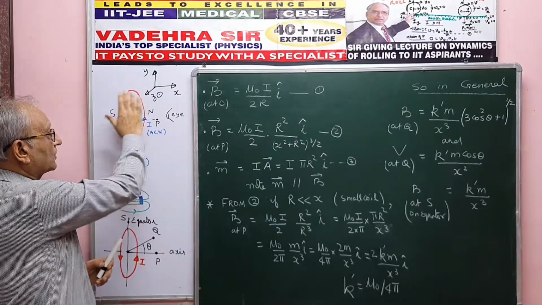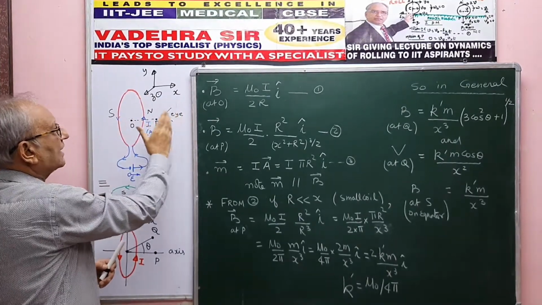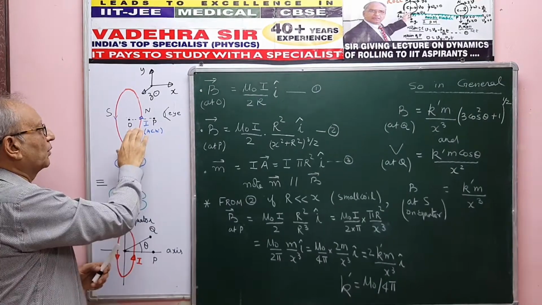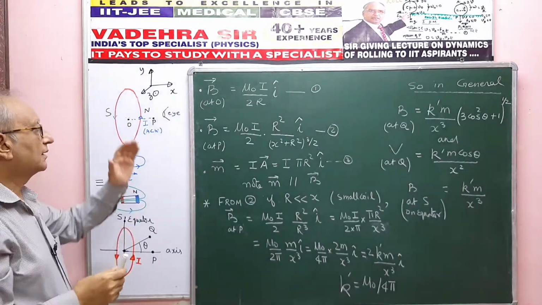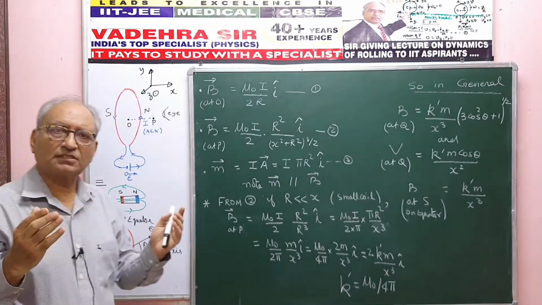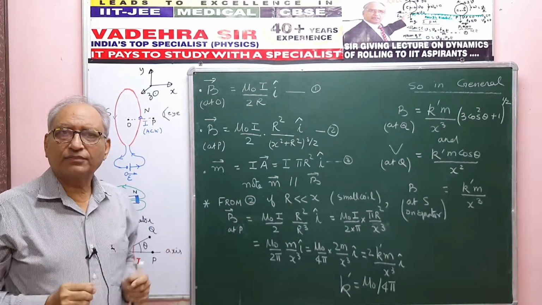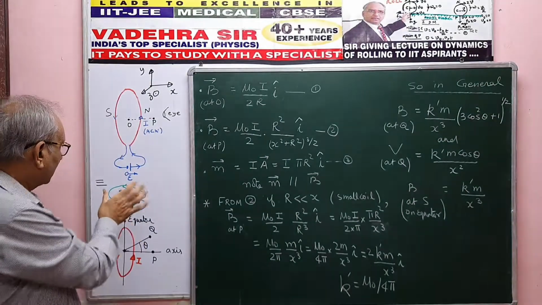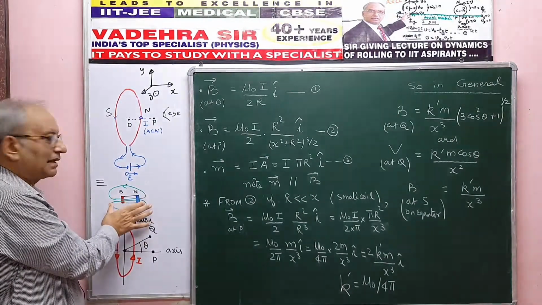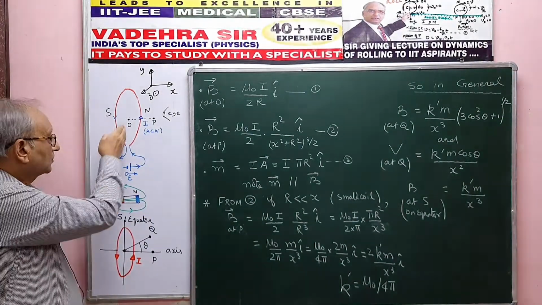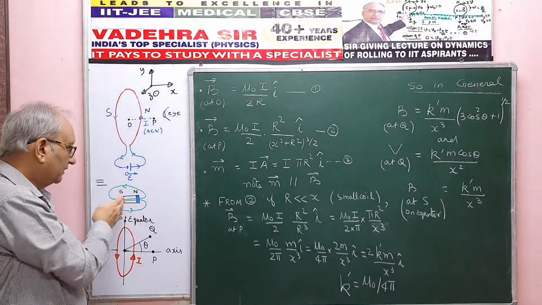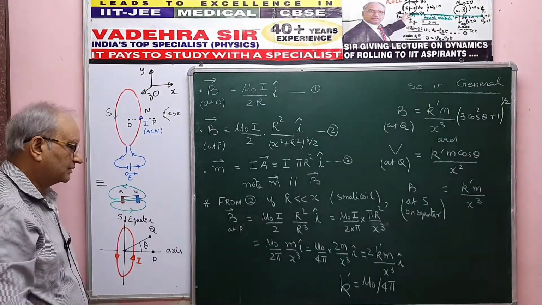Then this face of the coil facing the eye is a north pole, and the back one is a south pole. The coil is as if like a bar magnet. So this is equivalent to a bar magnet with this as the south pole and this as the north pole.